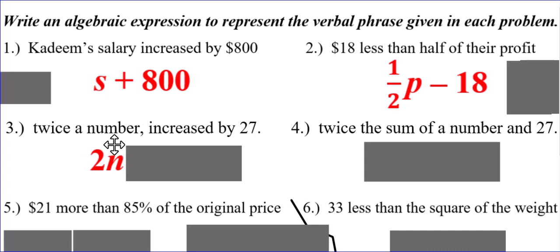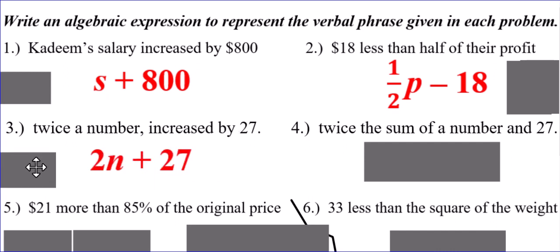All right, back to number 3. Increased by 27 is how this verbal phrase finishes. So that would mean plus 27. Decreased by would be minus if we had that. You can see that up in the chart. All right, problem number 4.